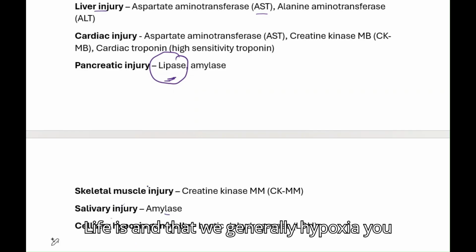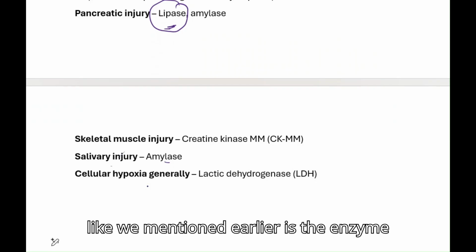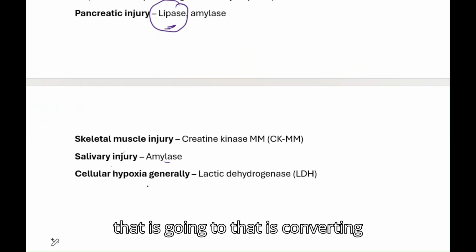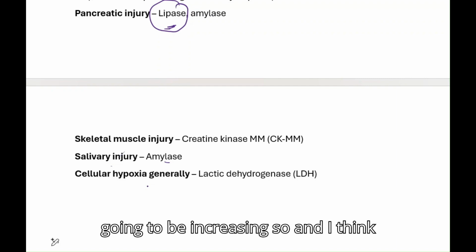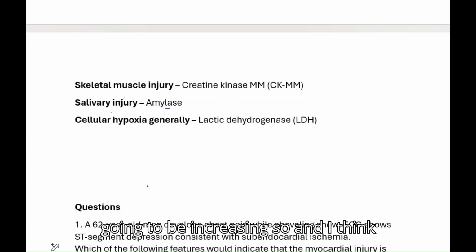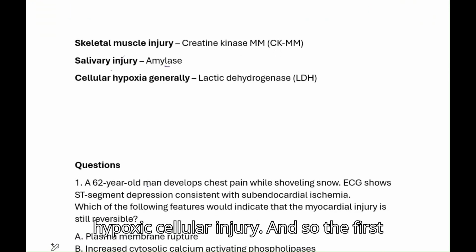And with general hypoxia, you can see an increase in lactate dehydrogenase. Why? Lactate dehydrogenase, like we mentioned earlier, is the enzyme that is converting pyruvate to lactate. So that's why that's going to be increased. And I think we've come to the end of hypoxic cellular injury. So let's do some questions to make sure we understand hypoxic cellular injury.